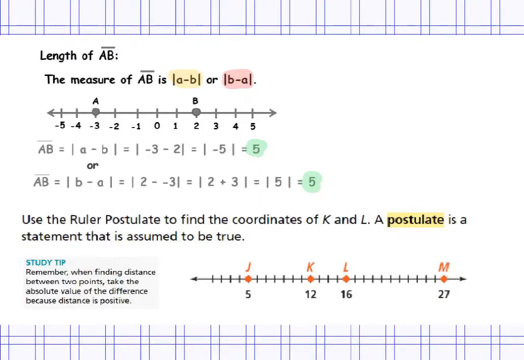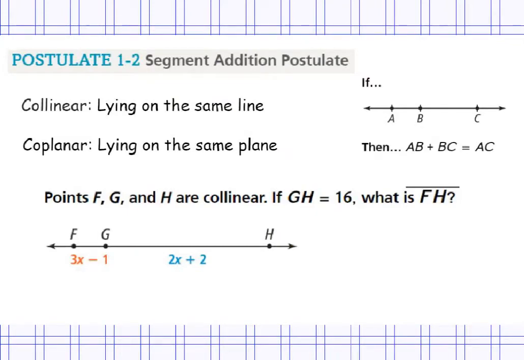A term that we're going to hear throughout the course of geometry is a postulate. A postulate is a statement that is assumed to be true. Our main focus for this lesson is called the segment addition postulate. And what that means is, if you have 2 segments, here we have AB and we have BC, then AB plus BC will equal AC.